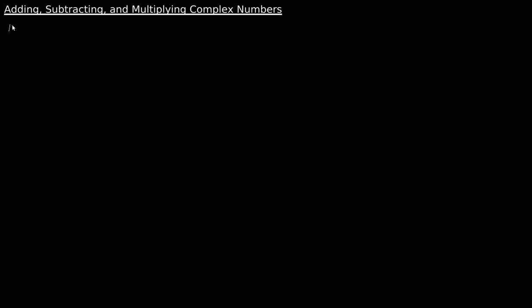Let's look at the first example, which is 3 plus 7i plus 2 minus 4i. So this is adding two complex numbers. Let us look at the number b.